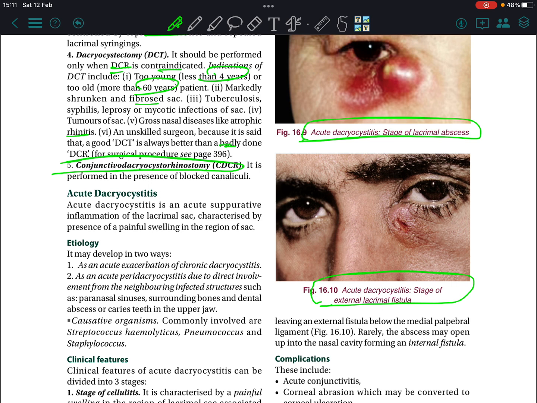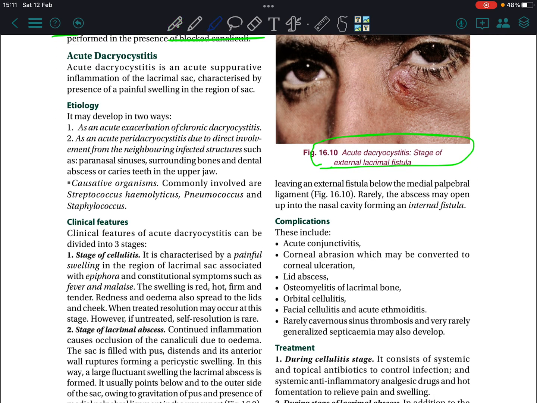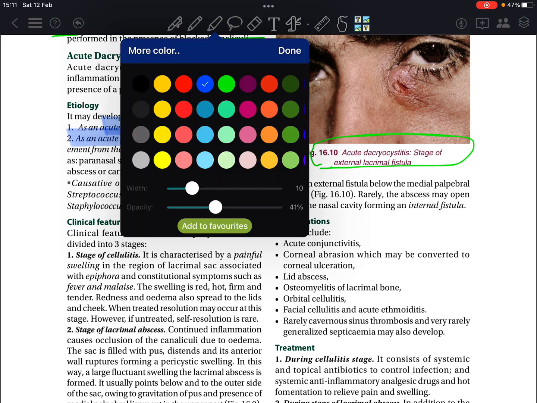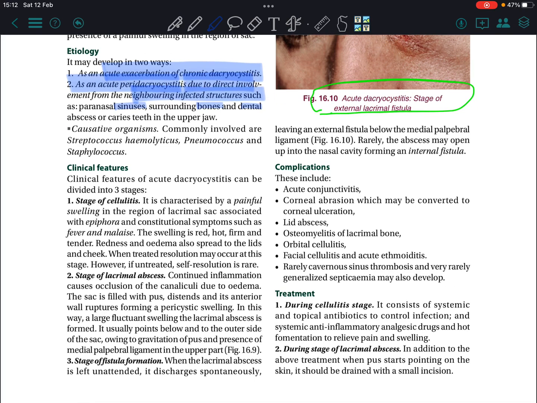Conjunctivodacryocystorhinostomy (CDCR) is performed in the presence of blocked canaliculi. Acute DCR is not as common as chronic. Etiology: acute exacerbation of chronic dacryocystitis, or acute peridacryocystitis due to indirect involvement of neighboring infected structures such as paranasal sinus, bones, and dental abscess. Causative organisms: Streptococcus hemolyticus, pneumococcus, staphylococci.